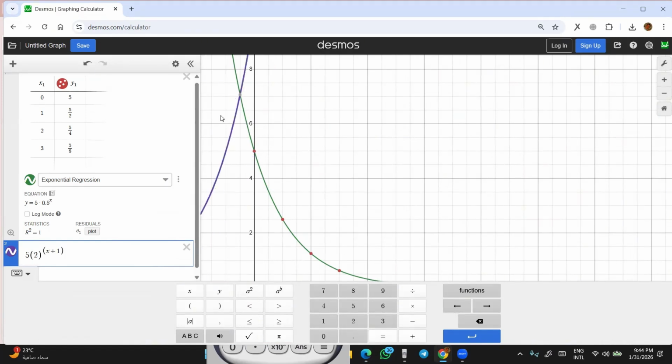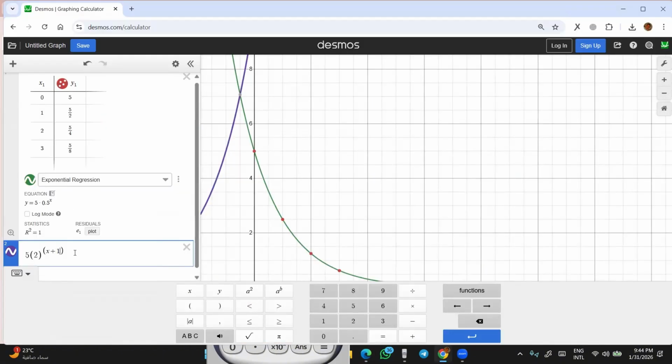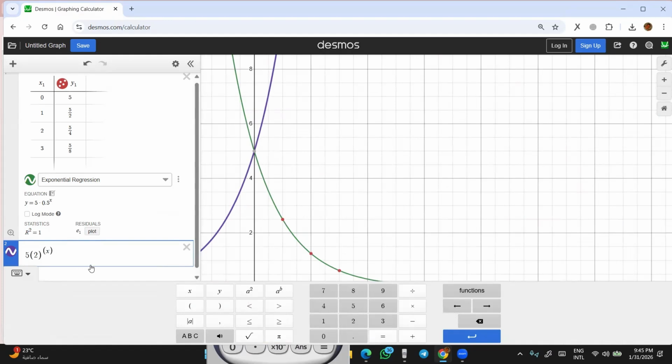This is not the same. Look, it's not the same. This is decreasing, our graph is decreasing, and this one is increasing. So this is not the same. 2 to the x only, of course, would be the same thing. I mean, it's increasing also, which is not the same answer. 2 to the negative x plus 1. Negative here, and open the parentheses and write x plus 1 like this. This is not the same. Even if you close the parentheses, not the same as our graph, which is the green one.